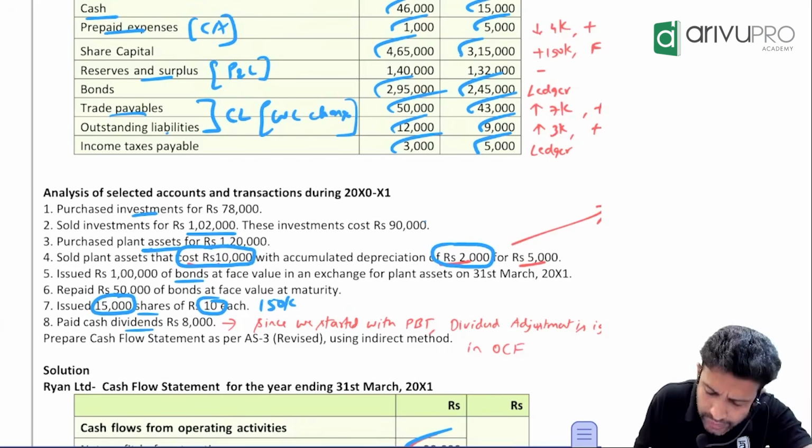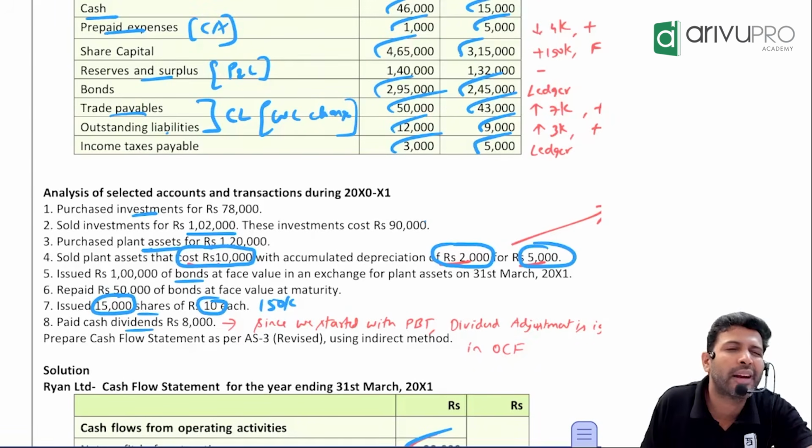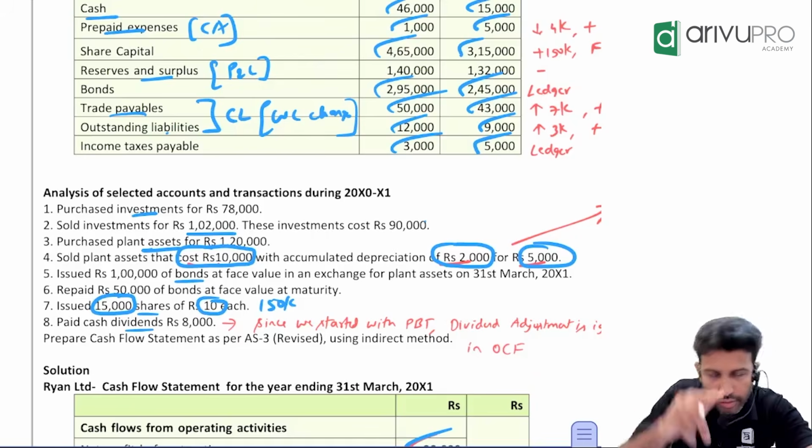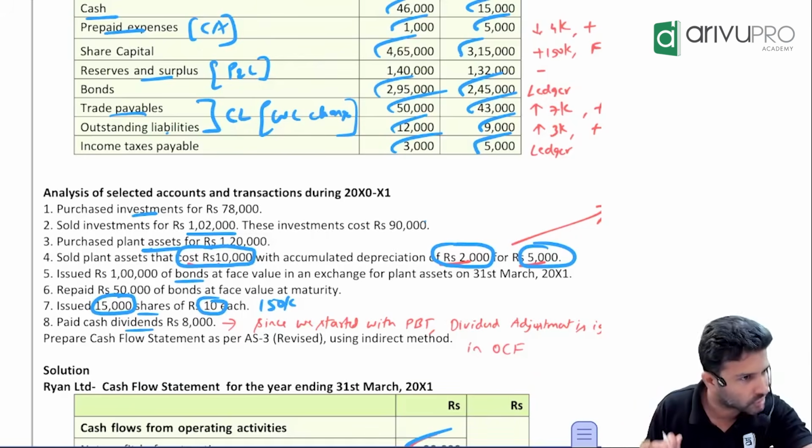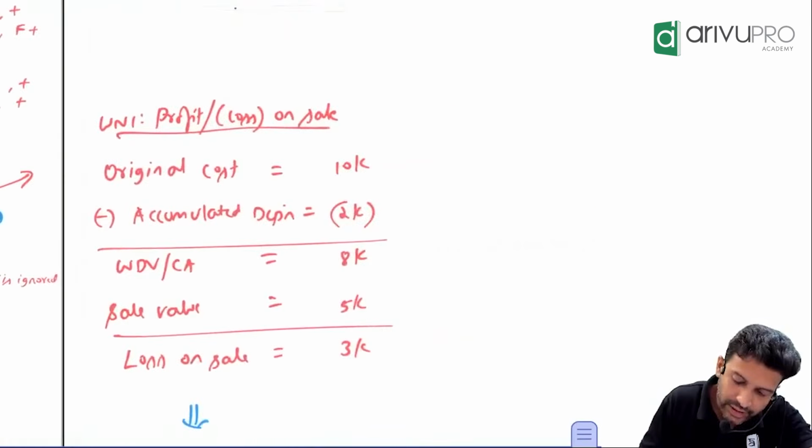Did you sell it for 8,000 or only 5,000? Sad face. Why? Loss of 3,000. First find that: loss on sale. How did you find it? Take the original cost.